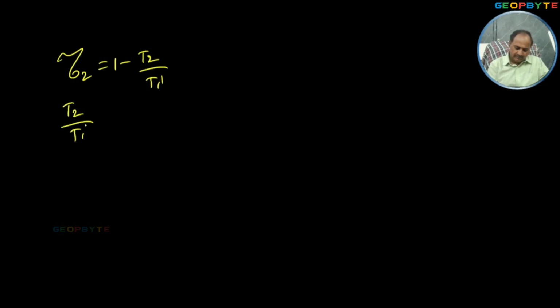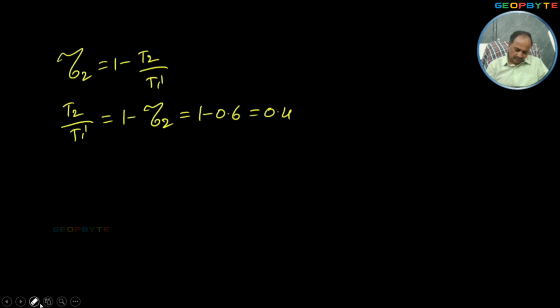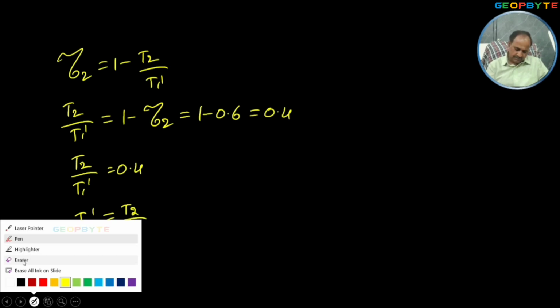For that, eta 2 equals 1 minus T2 by T1 dash. T2 by T1 dash equals 1 minus eta 2, which is 1 minus 0.6, equal to 0.4. Here it is asking for T1 dash. Same step: T2 by T1 dash equals 0.4. From this, T1 dash equals T2 by 0.4.